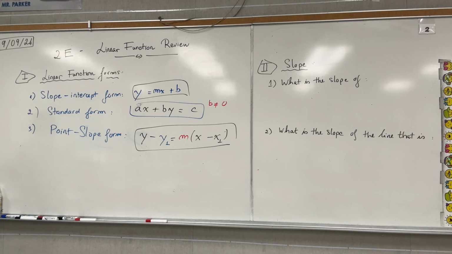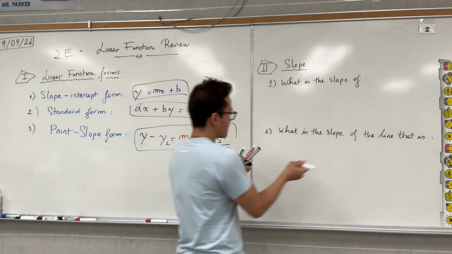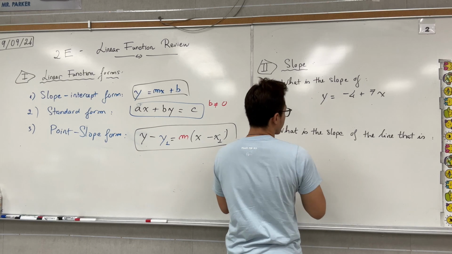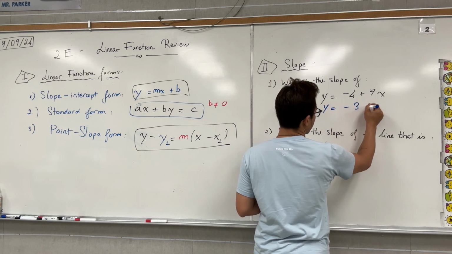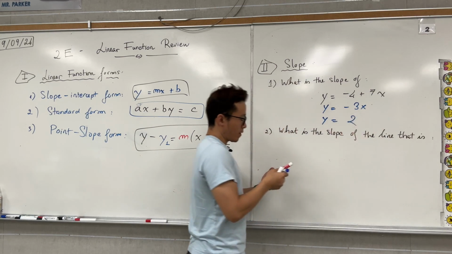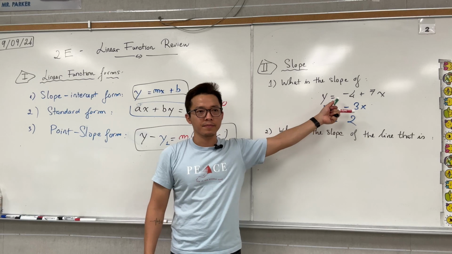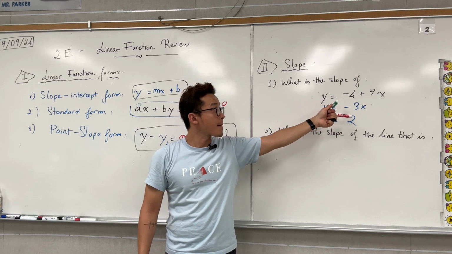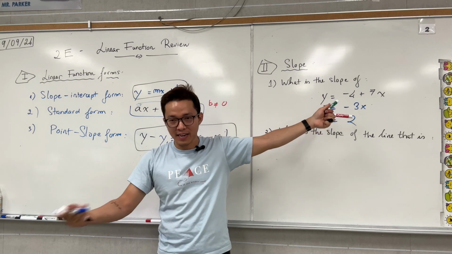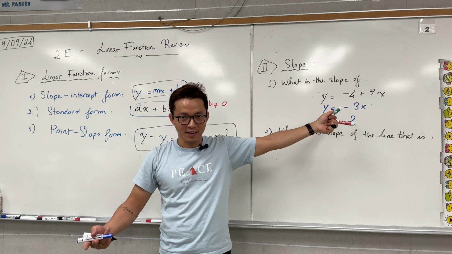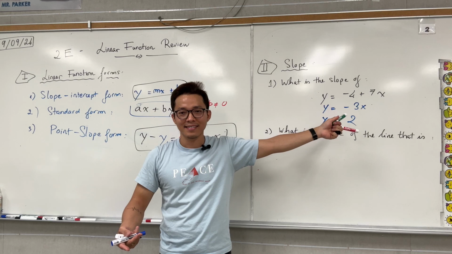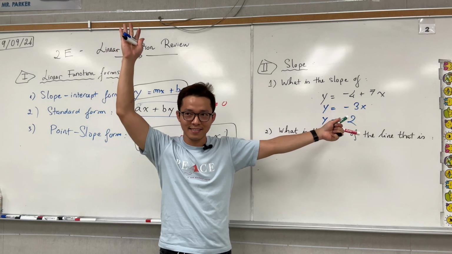Second, let's review what a slope is. What is the slope of the first one? 7 or 7x? Who said 7x?